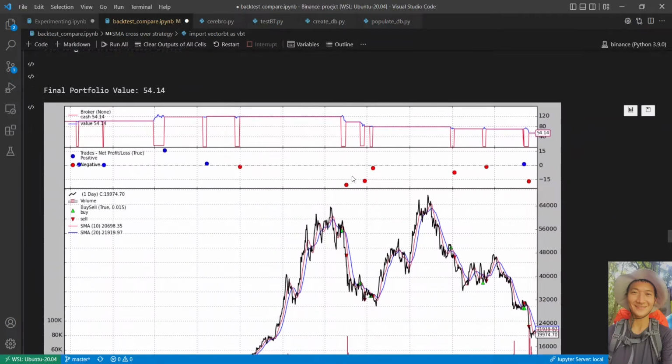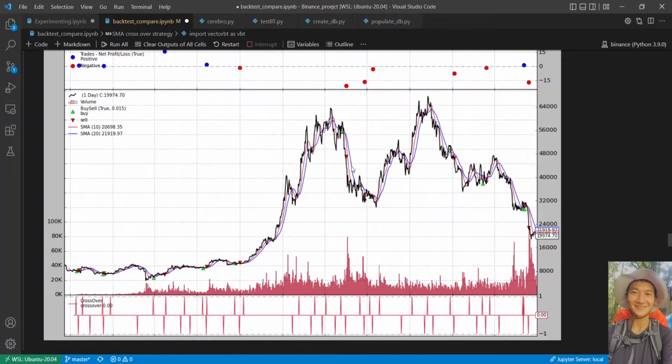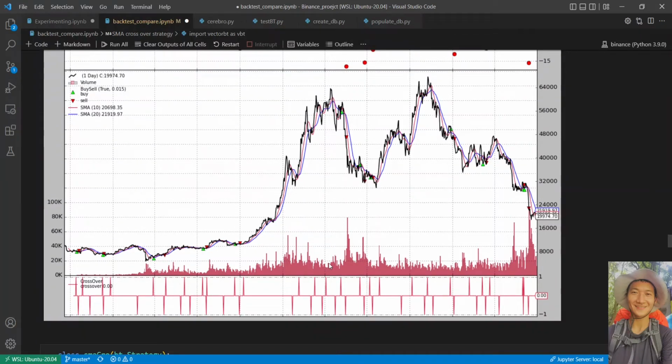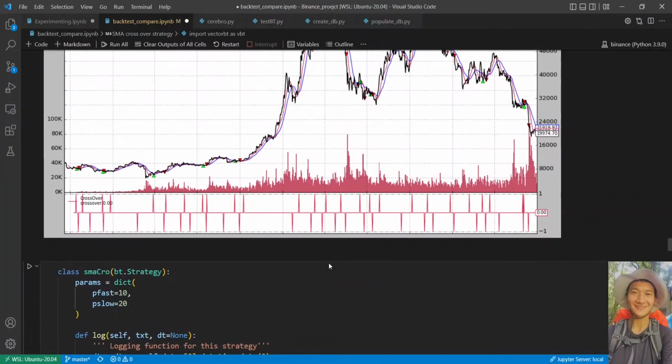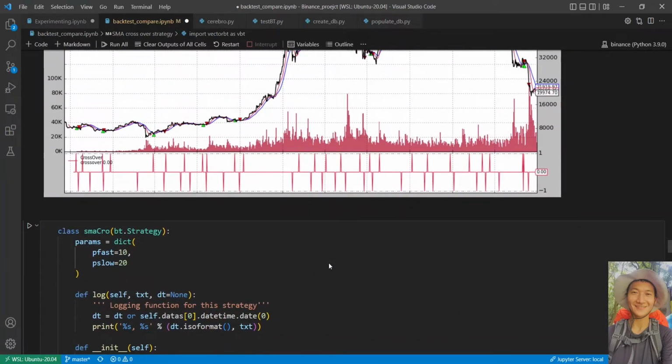So let's see why it's so different. Remember the last big gain from here to this period? It actually doesn't execute the trade. So that's why we didn't get the big gain during this trading. So what happens? In order to answer this question, I have to print out every trade that was executed.